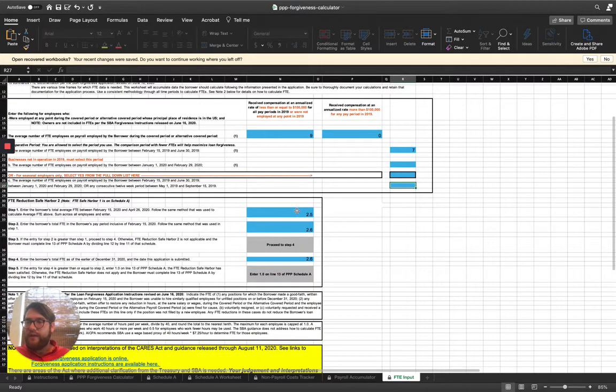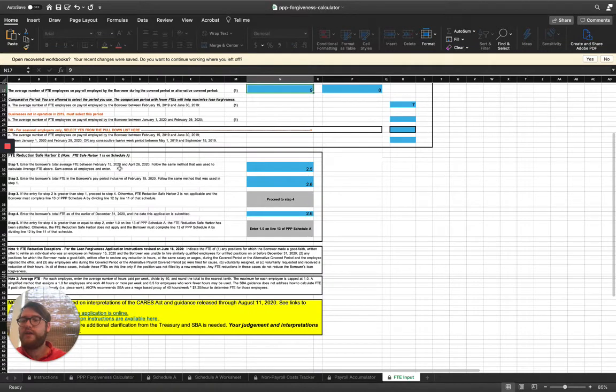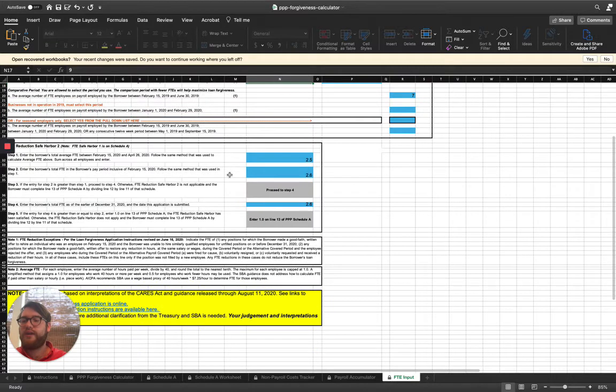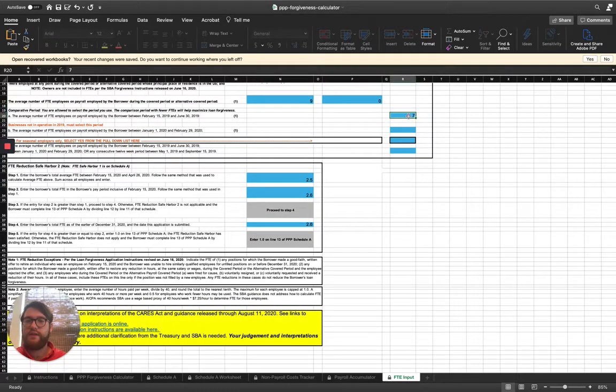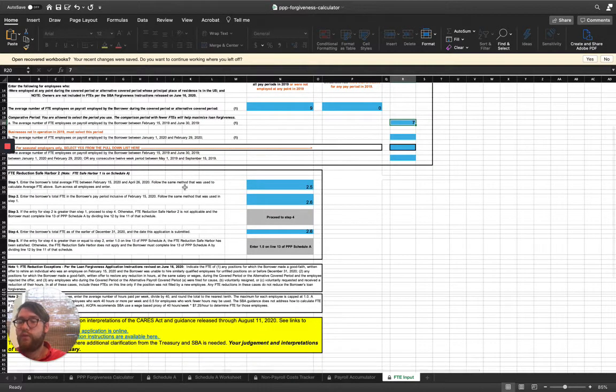Okay. If this is not lower than this number up here, so 7, if this 7 was a 10 instead of a 7, we can come down here to a safe harbor, and we can determine if you have a safe harbor option. So the safe harbor option, and you don't need to do this if this number in column R is less than what's in N, but if it isn't, we come down here and we'll figure out what your FTE is between February 15th and April 26th and enter that.